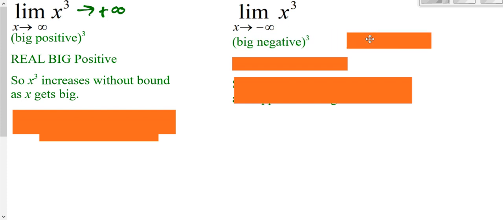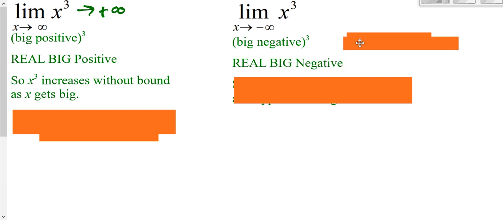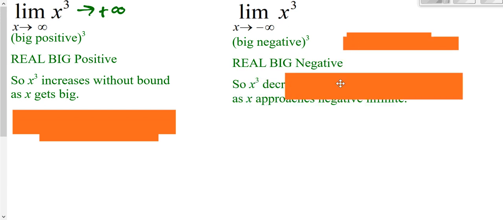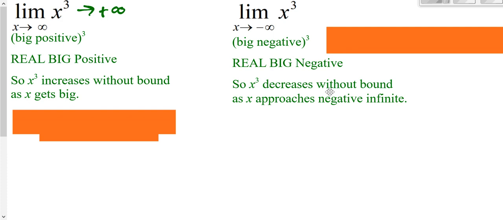So a big negative cubed, well, you should remember a big cubed is big, and a negative cubed is a negative. So we get a really big negative number. In other words, as you go far to the left on your graph, it goes down forever. So your limit here would diverge to negative infinity.